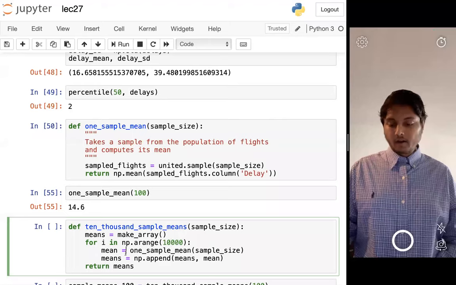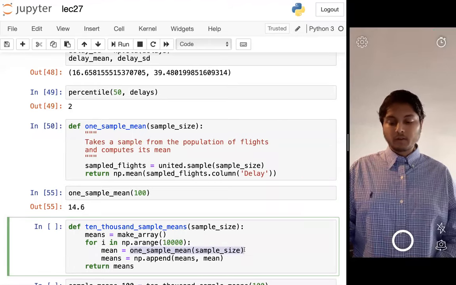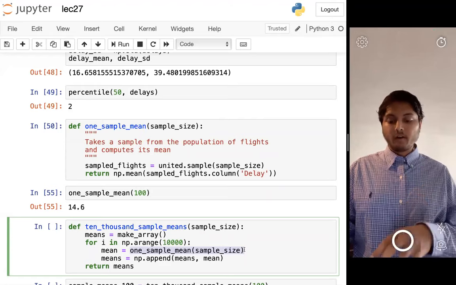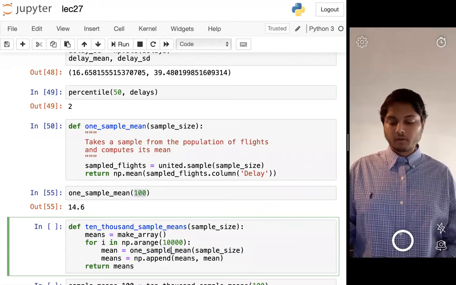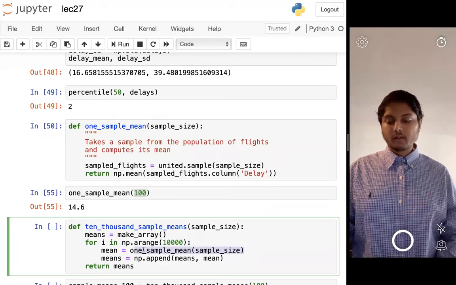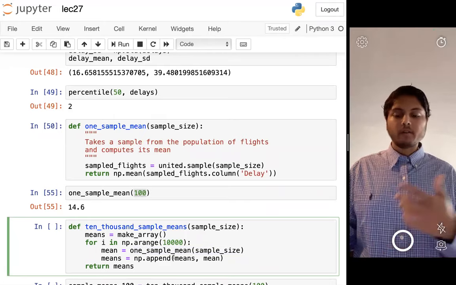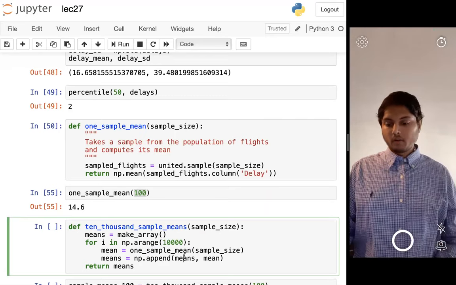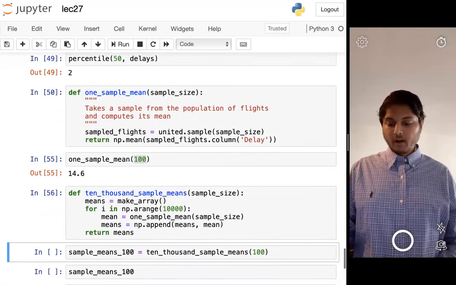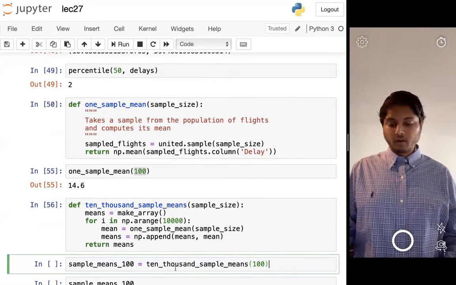So 10,000 times, what are we going to do in each simulation? Firstly, we're going to simulate a single sample of size whatever our sample size is. In this case it was 100, so we'll do it with 100 right now. Do a sample of that size, calculate the mean of it, and then store that mean in our array. In the end, we should have 10,000 means from 10,000 different samples. So we have our function now, and let's run it, assuming a sample size of 100.